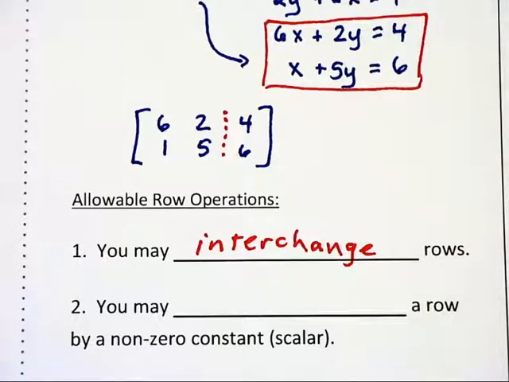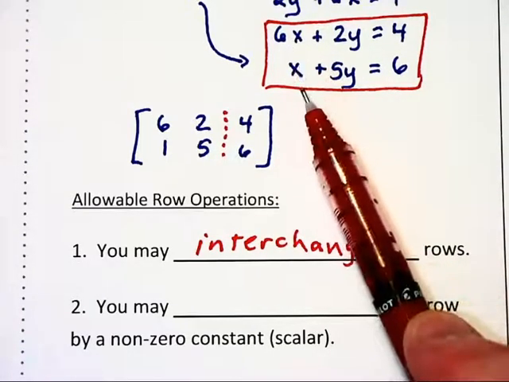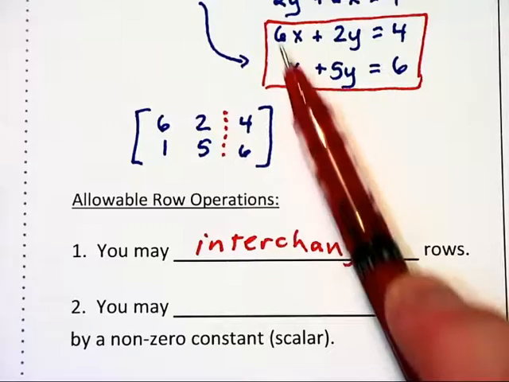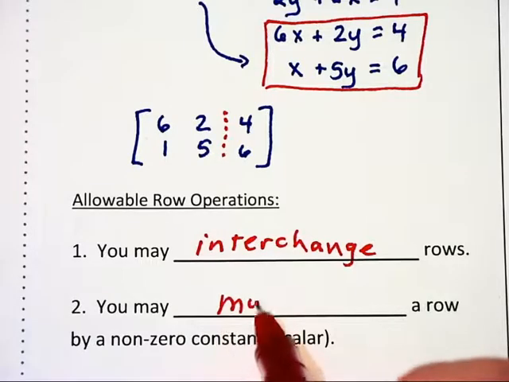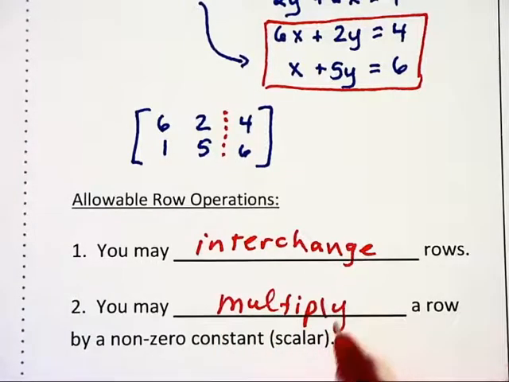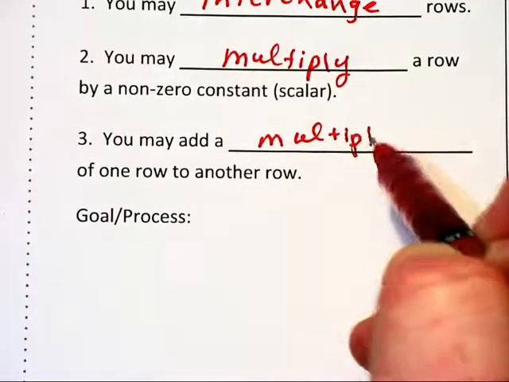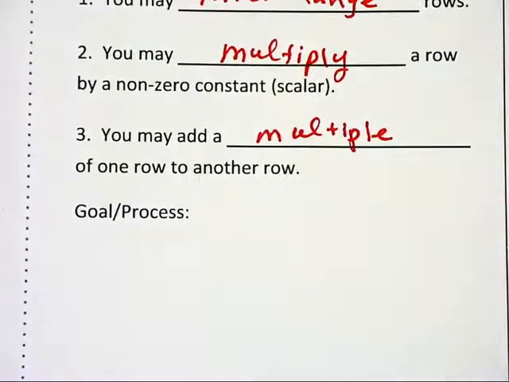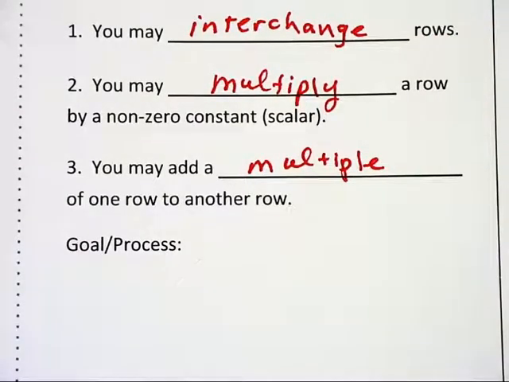You also know that we can do elimination to solve a system, and for example, if we want to eliminate the x's, we could multiply that second equation by -6 and then add the equations together. In other words, you may multiply a row by a non-zero scalar. You can also add a multiple of one row to another row. Okay, so those are going to be the row operations, 1, 2, and 3, that we're allowed to use.